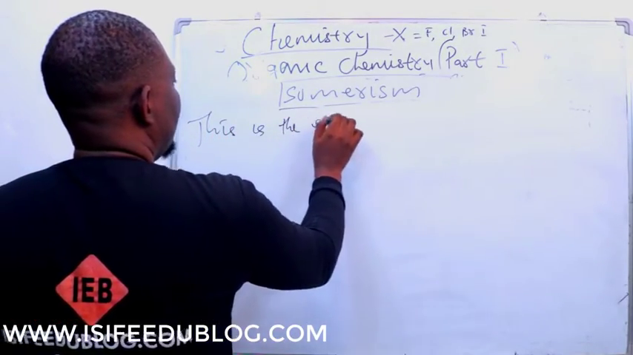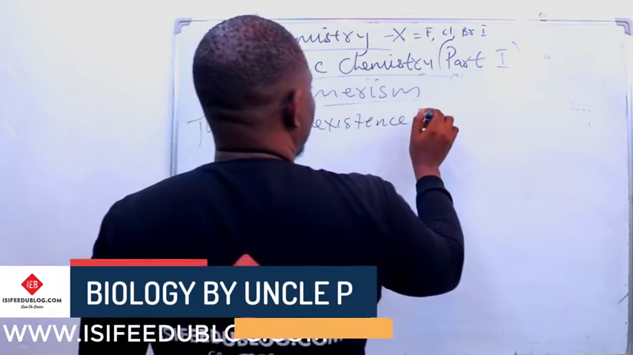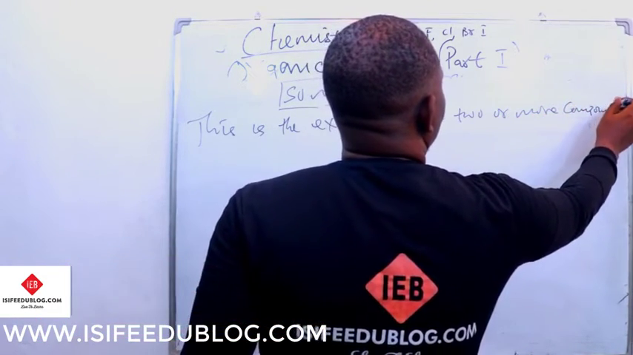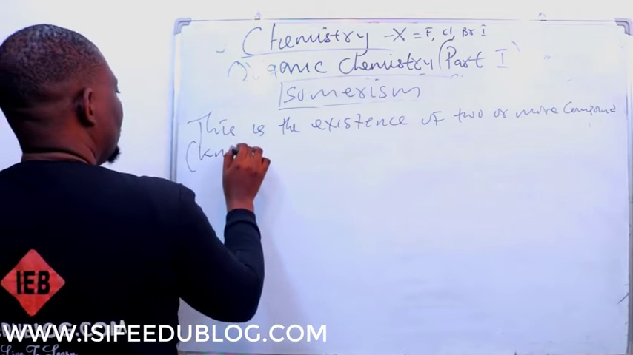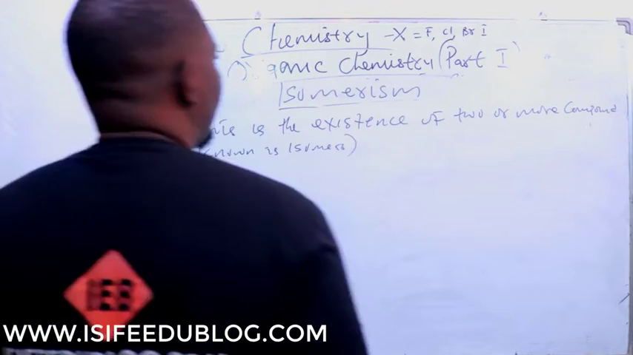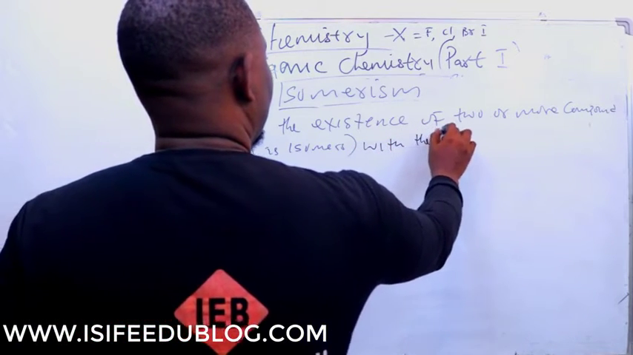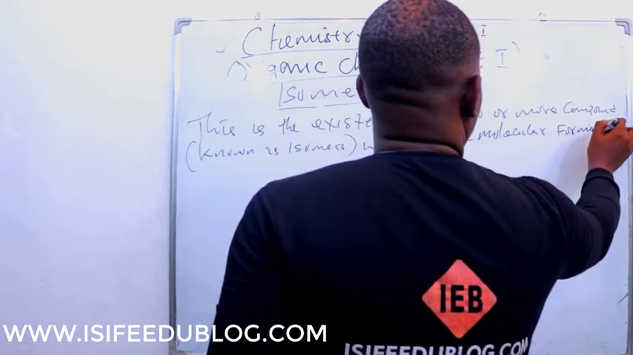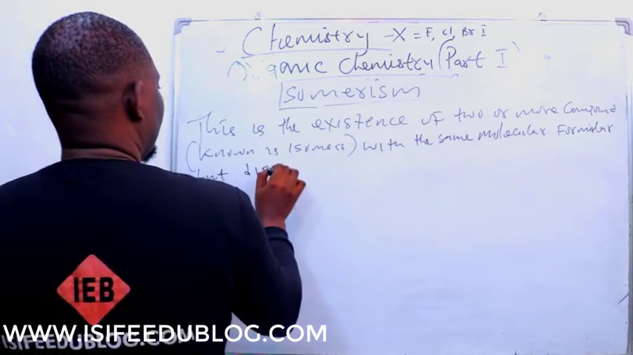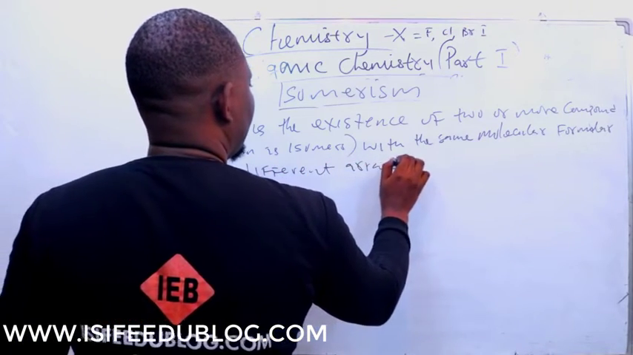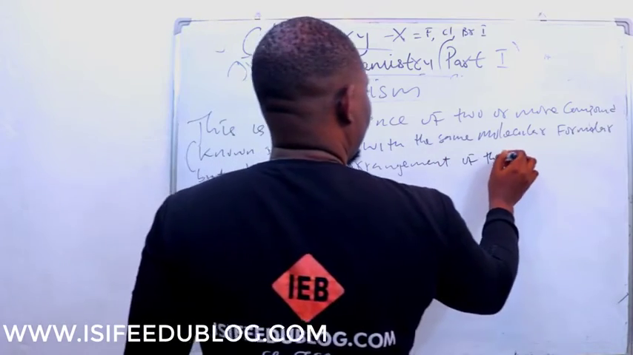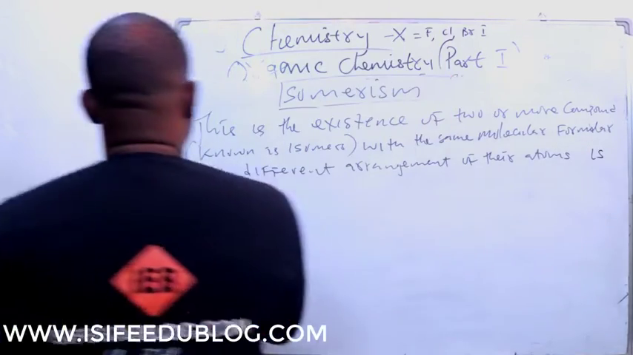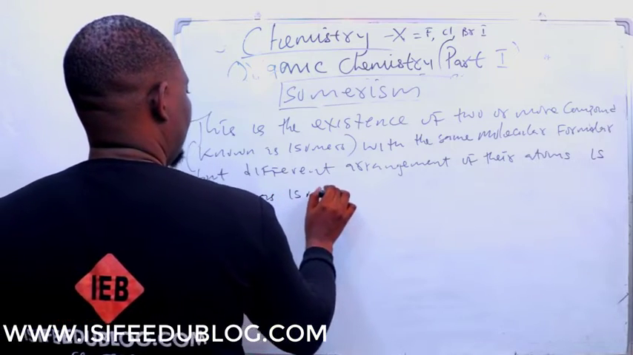This is the existence of two or more compounds, in brackets known as isomers, with the same molecular formula but different arrangements of their atoms. It is known as isomerism.